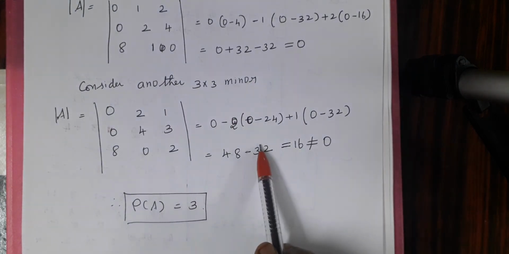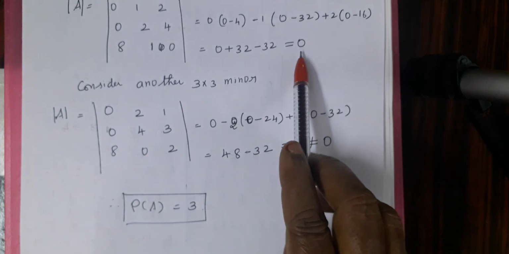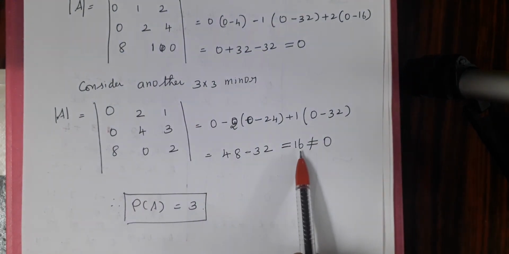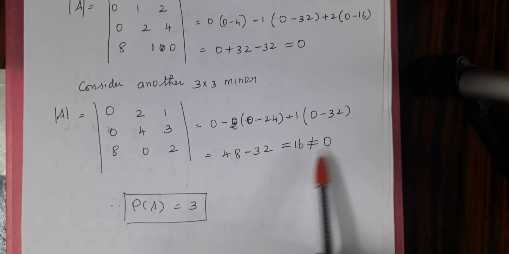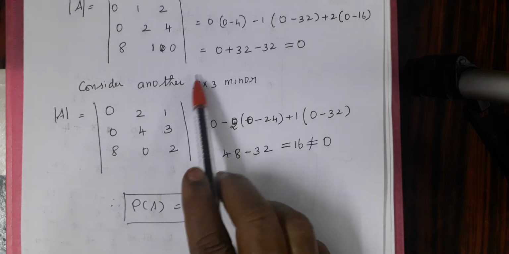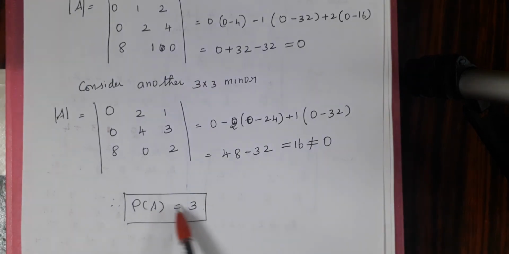Consider another 3 by 3 minor. The first 3 by 3 minor's value becomes 0, so consider another 3 by 3 minor. The value is nothing but 16. 16 is not equal to 0. Therefore, the value is not equal to 0, so what is the rank of the matrix? 3 is the rank. The rank of A is 3.